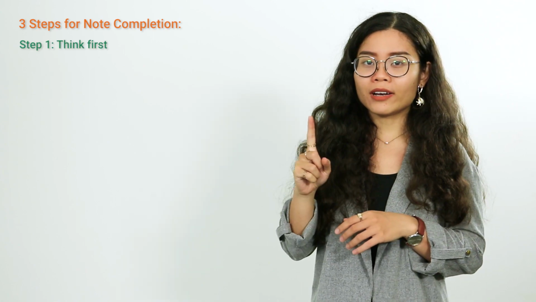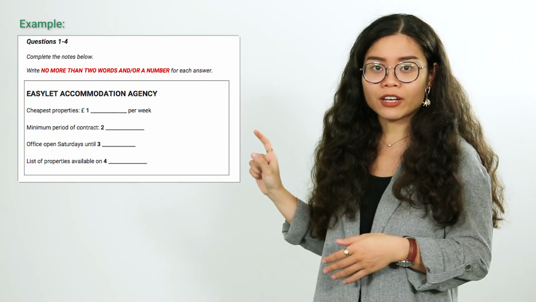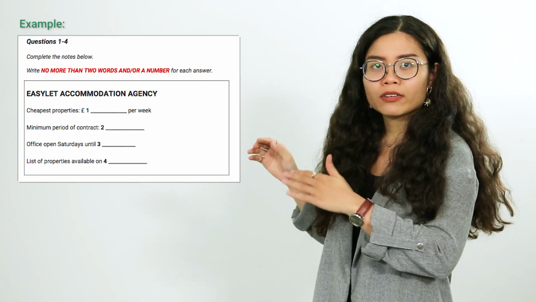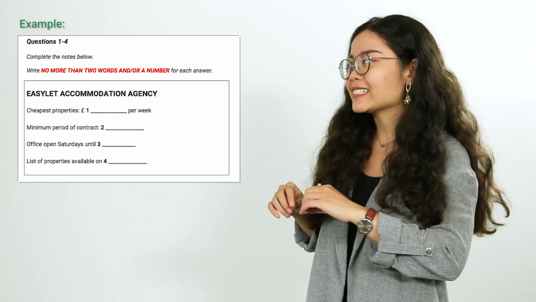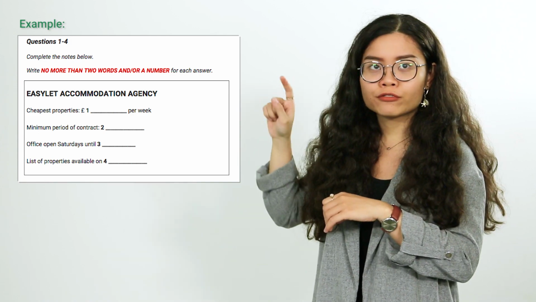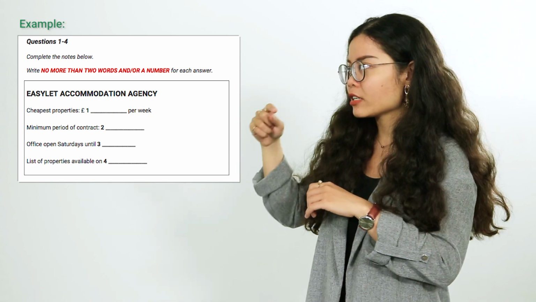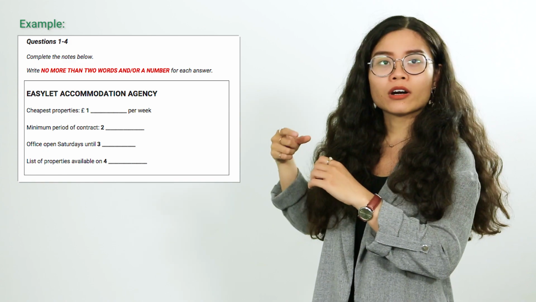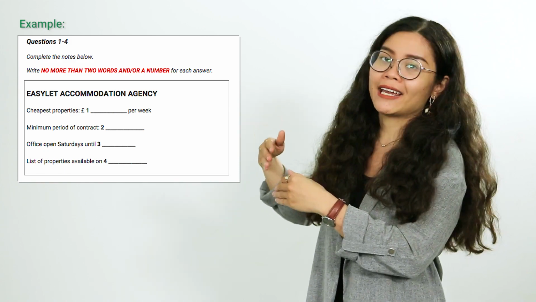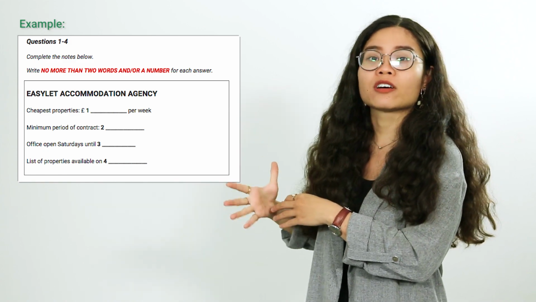So step one is think. Always think first, right? So look at the notes over here. You need to know what sort of information is required in each gap, right? Decide what each gap, 1 to 4, will require. First, it could be a word or words, a number or numbers, or a word and a number, based on the instruction of the question.